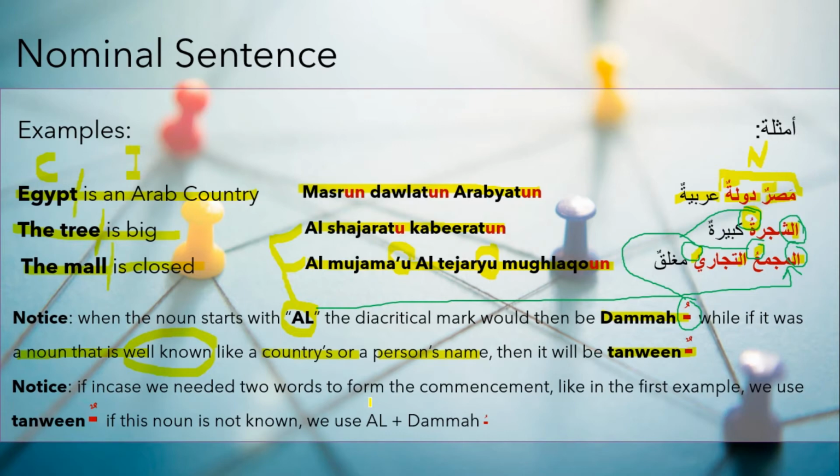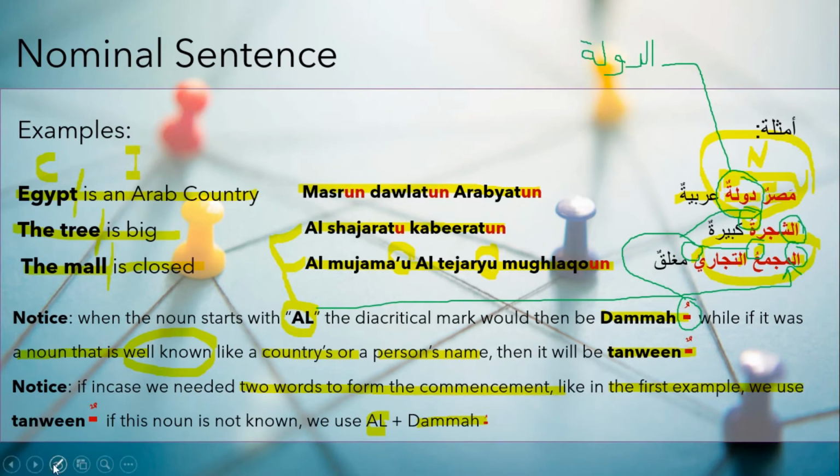So here is what I was trying to say. In case we needed two words to form the commencement, like the first example, مصر دولة, مصر Egypt, دولة state, we put tanween dhamm. If it's a noun, but it's not well known, we'll put al and then dhamma to express that. As you can see in the third example, I'm using two words, expressed by al. If you notice that, still I used dhamma in both.